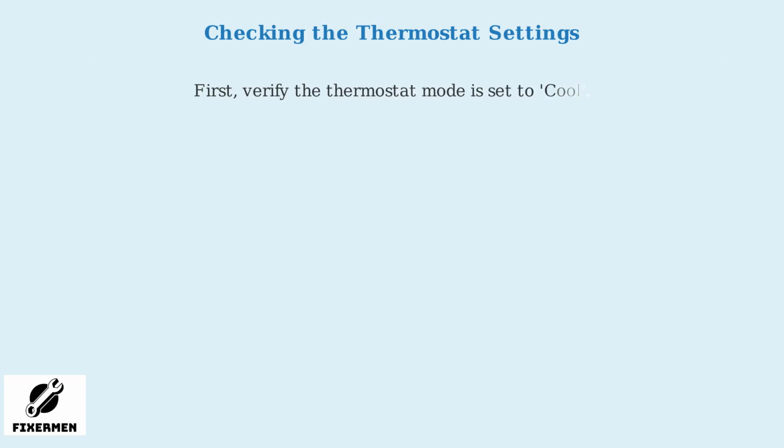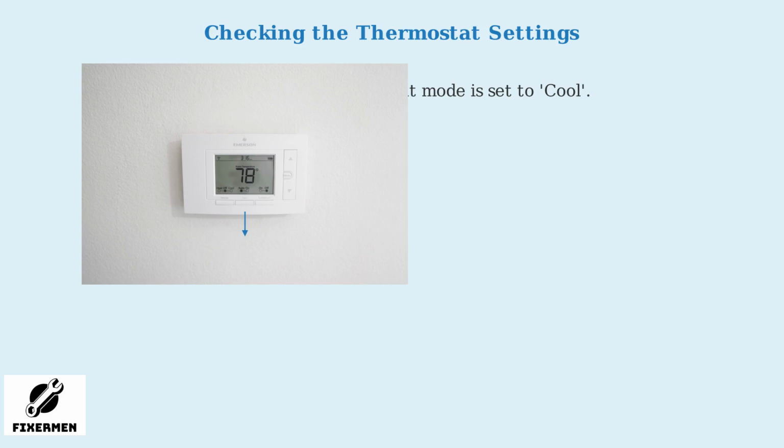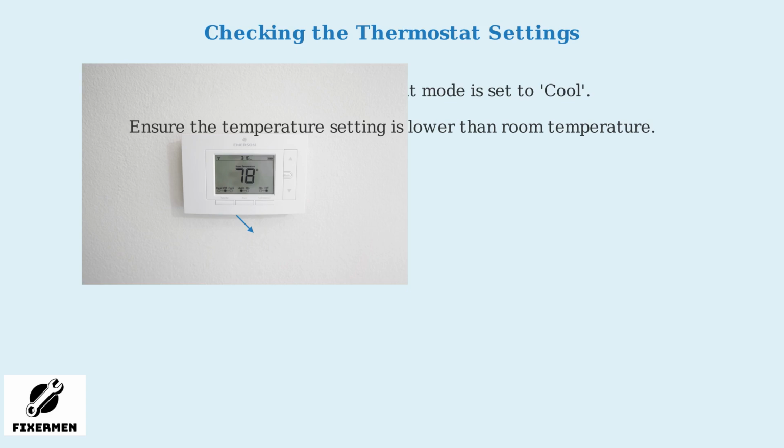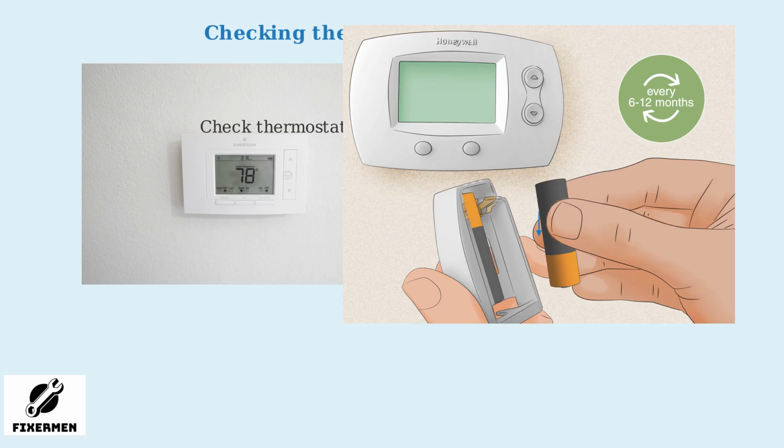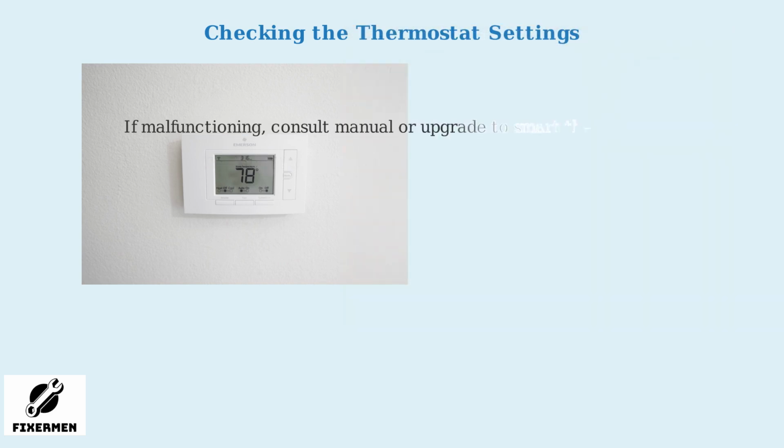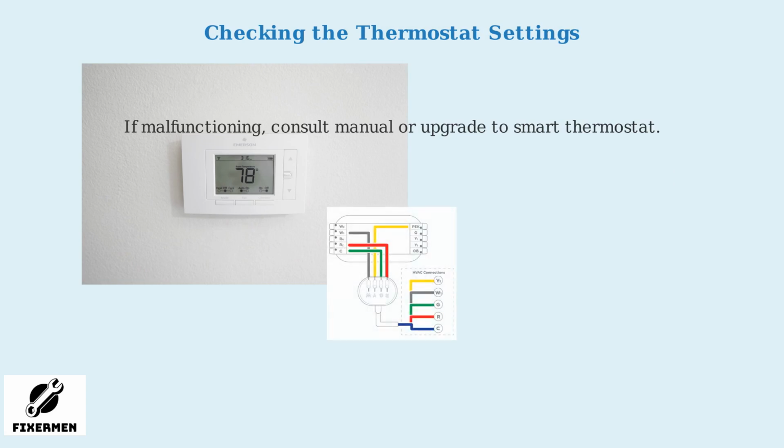The thermostat controls your AC system. Start by checking that it's set to cool mode and that the temperature setting is lower than the current room temperature. For example, if the room temperature shows 78 degrees, set the thermostat to 72 degrees or lower to ensure cooling activation. Next, check the thermostat batteries. Most models require replacement every 6 to 12 months to maintain proper function. Weak batteries can cause the thermostat to malfunction, preventing the AC from turning on or cycling properly. If you suspect thermostat issues beyond batteries, consult the manufacturer's manual. Consider replacing with a smart thermostat for better control and energy savings.